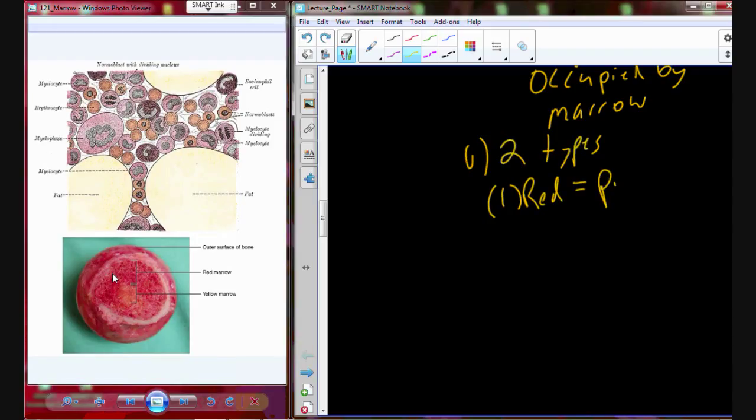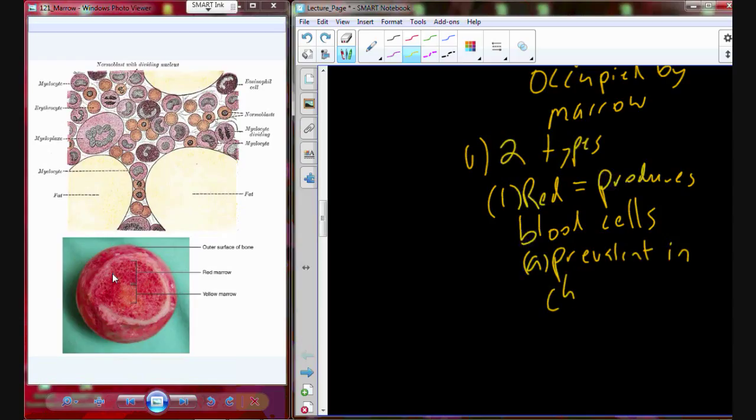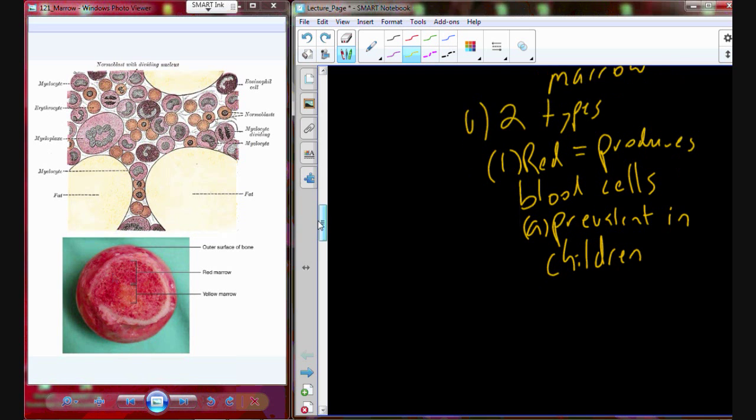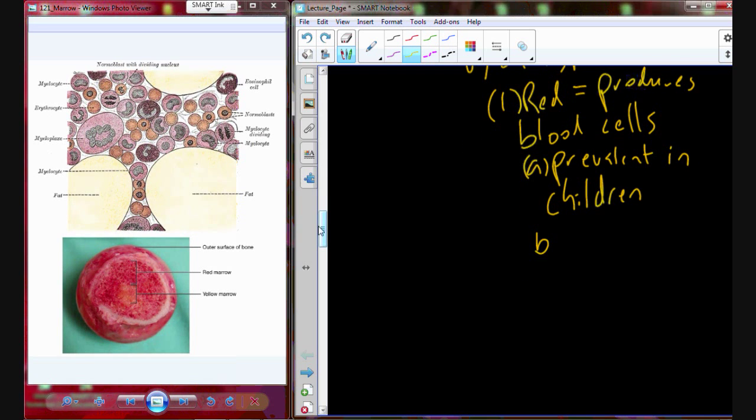The red marrow produces our blood cells. And it's producing red blood cells that have a red appearance, so the red marrow has its red appearance. This is very prevalent in kids. And part of that is because children are turning over their blood supply a lot more frequently than in adults.